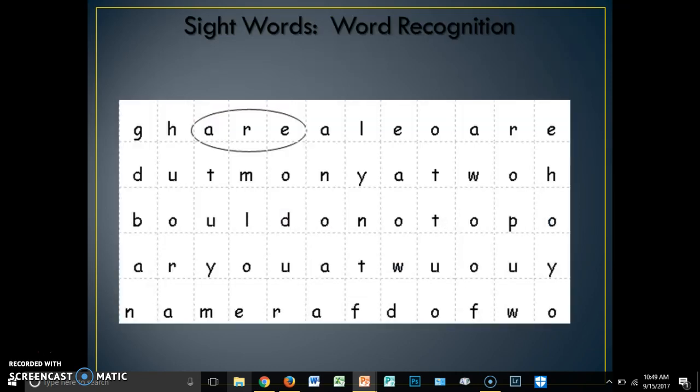For mine, I embedded are, you, and do into a word search, and you can use the puzzle maker for this.